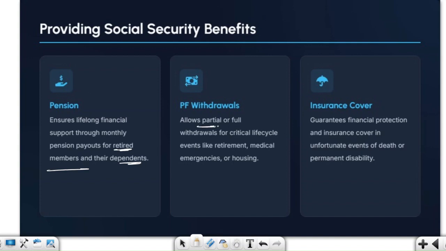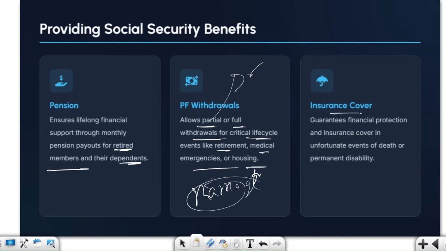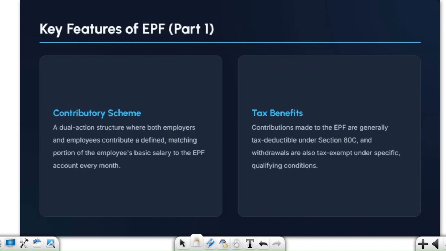Then here we are also allowing partial or full withdrawal for critical life cycle events like retirement, medical emergency or housing. So they keep changing all those things, right? How much amount you can withdraw, and there are certain conditions, but those are not part of your syllabus, so you do not need to remember this. Just remember that we can have some partial withdrawals. Even for marriage they are providing such kind of loans or partial withdrawals, okay. So insurance cover guarantees financial protection in an unfortunate event of death or permanent disability, okay.